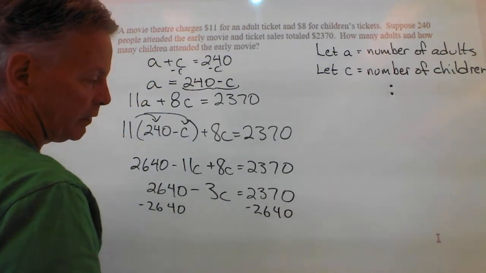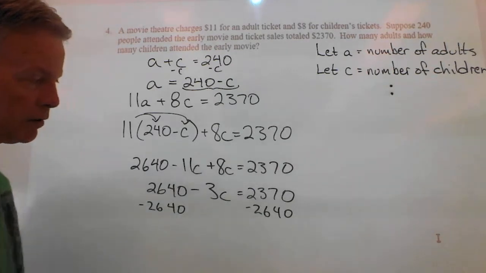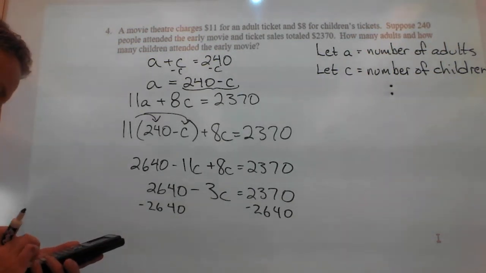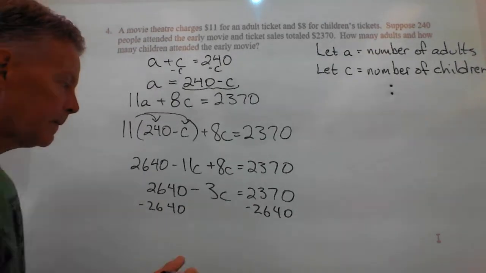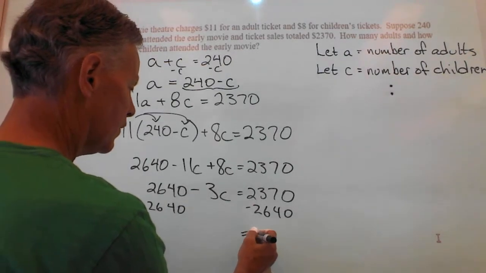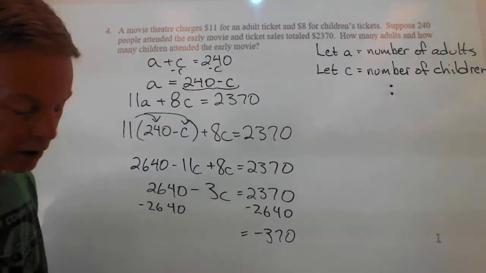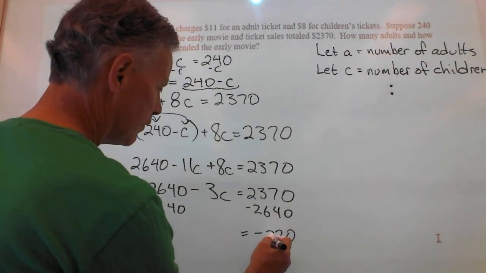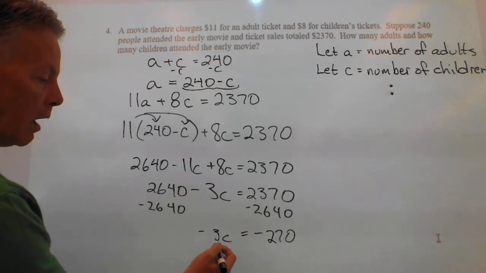So that's 200 and, oh, my brain just exploded. 270. Yep. So on this side, we're left with negative 300. Oh my goodness. Negative 270. On this side, we have negative 3C.